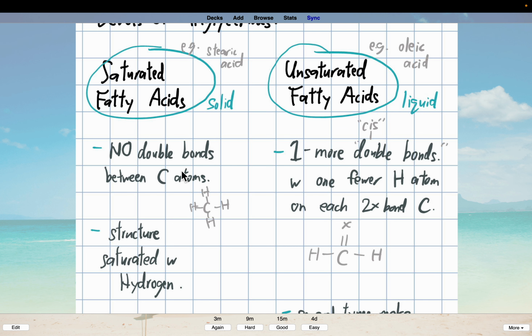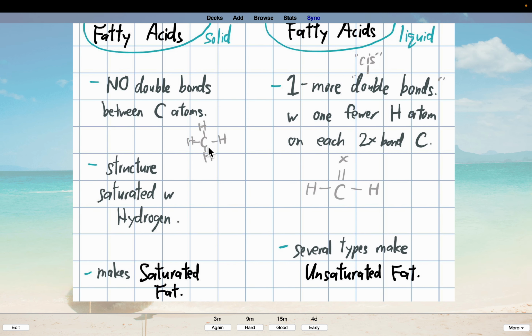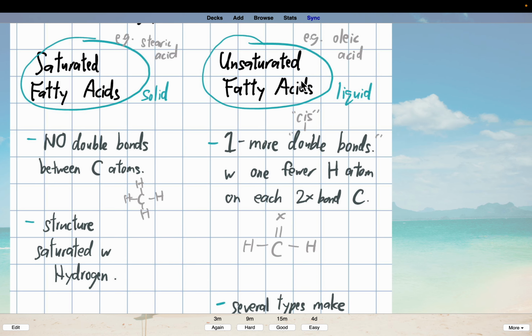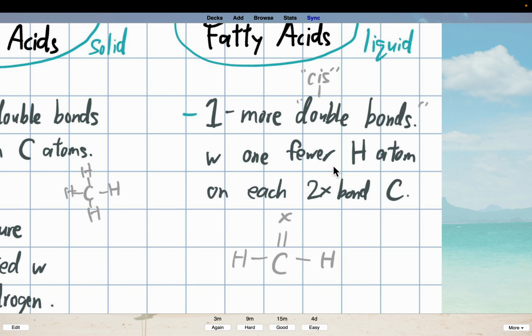For saturated, this is what it looks like in a simple illustration. There are no double bonds between C atoms, so one line. A single carbon atom can have a maximum of 4 bonds, and this is what it looks like. The structure is saturated with hydrogen. On the contrary, for unsaturated fatty acids, there's a double bond as you can see here, with one fewer hydrogen atom on each double-bonded C.